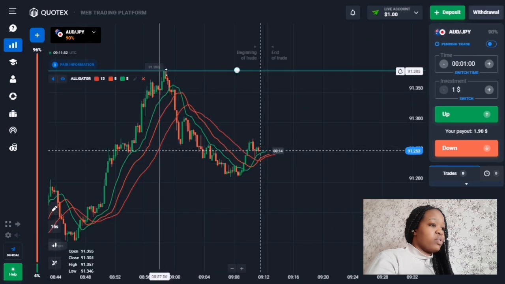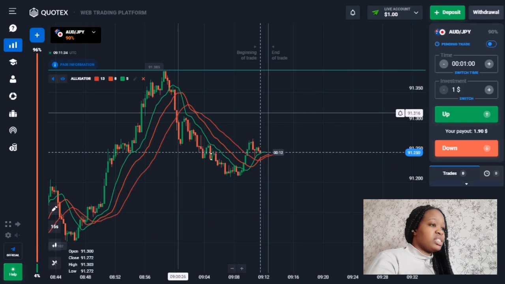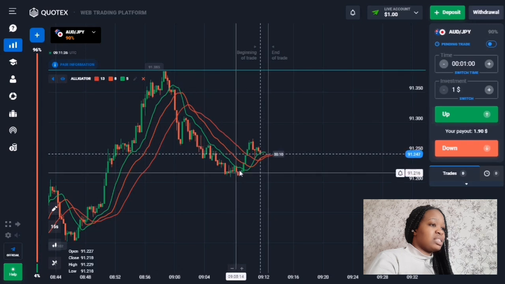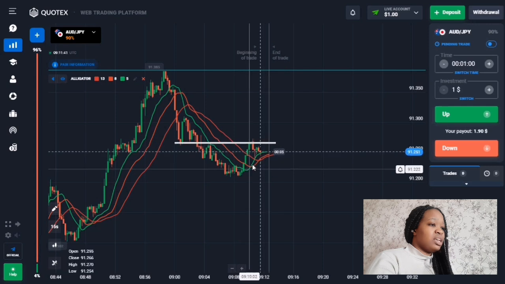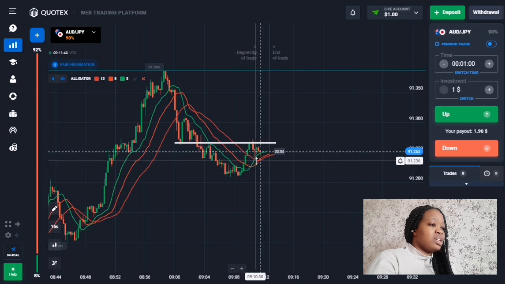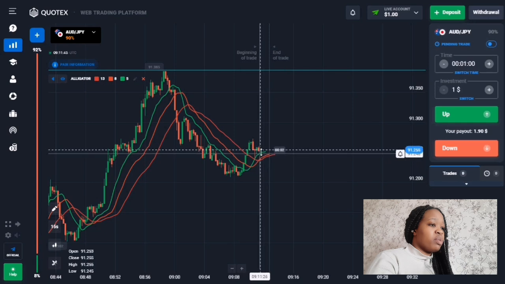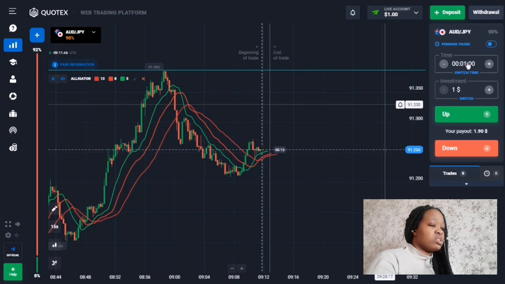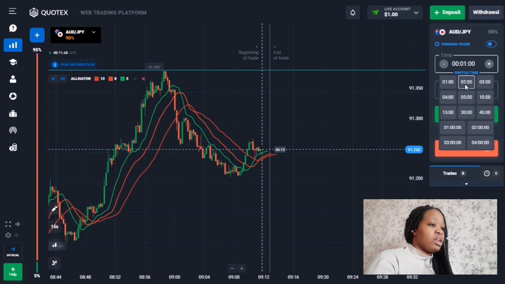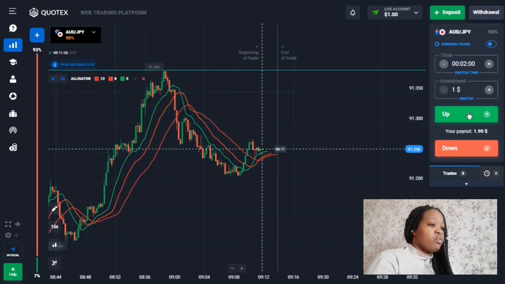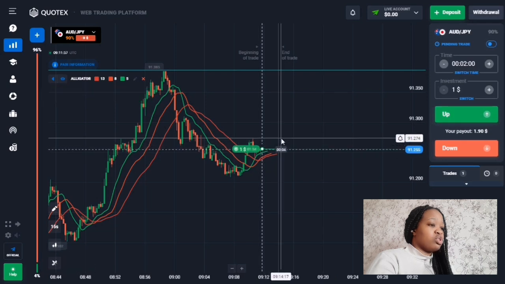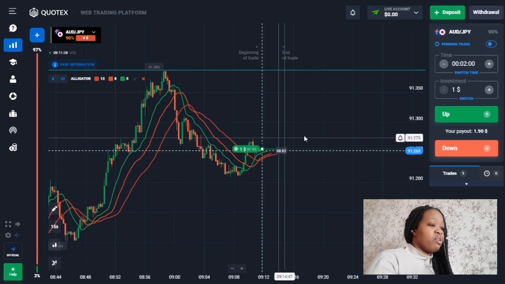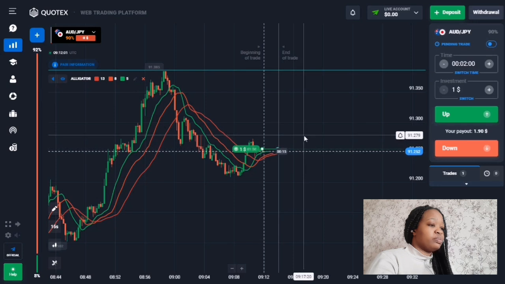This is the level of resistance, and from this level there was a pullback down. Price is again trending up and hitting the internal level, and the indicator tells us there will be movement upwards because of the crossing of the moving averages. I'll enter the market with an up trade for 2 minutes because I think price will trend up, break the internal level and continue moving upwards. Let me wait for the results of this trade.